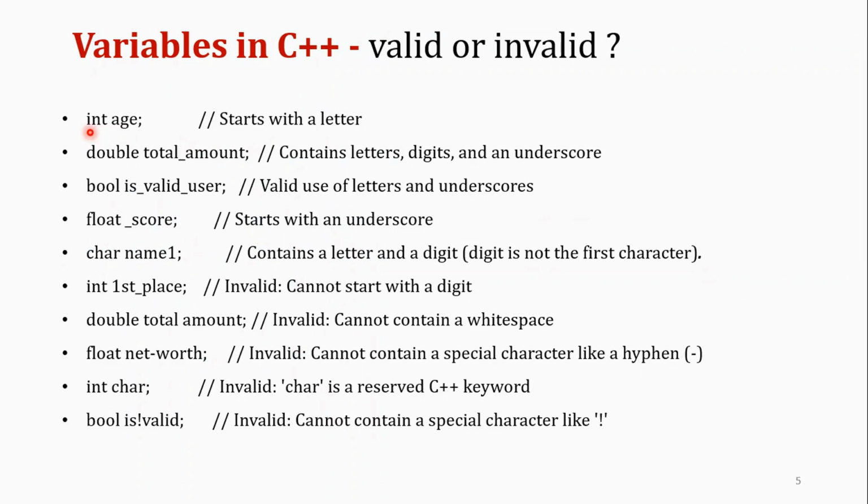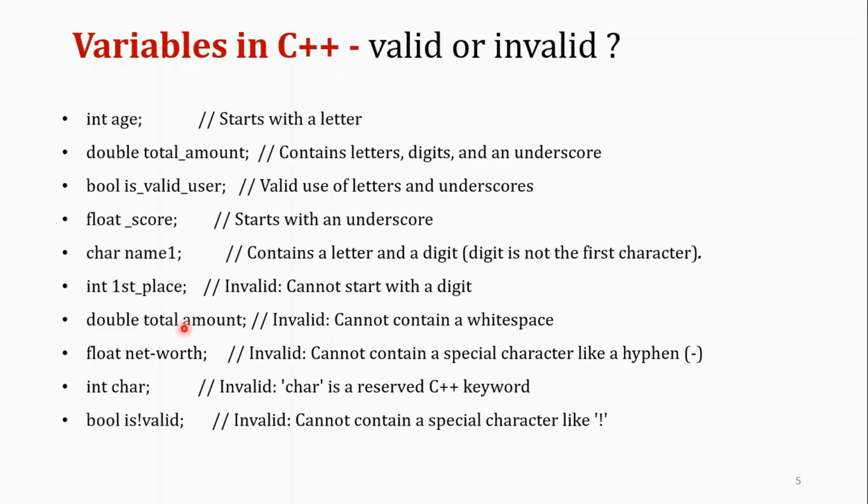Let's check out some valid and invalid names here. The first one, int age: int is a data type, and age is a valid variable name. Check this one: char name1. Name1 has a number after the letters, so it is also valid. But check out this one: int 1st place. In the first place, there is a number. The first letter should be a character, letter, or underscore, not a number. So this is invalid.